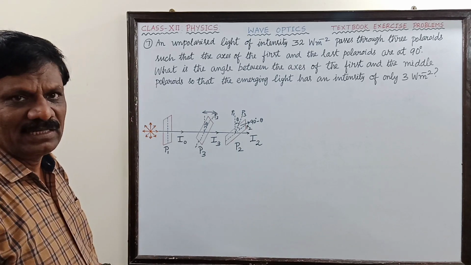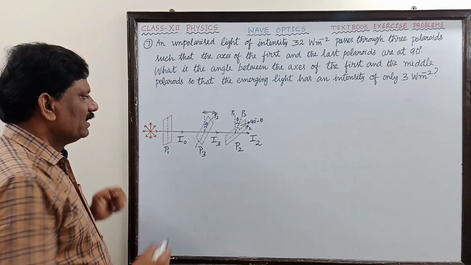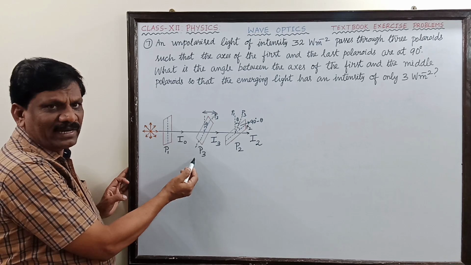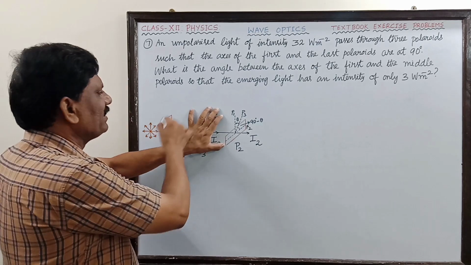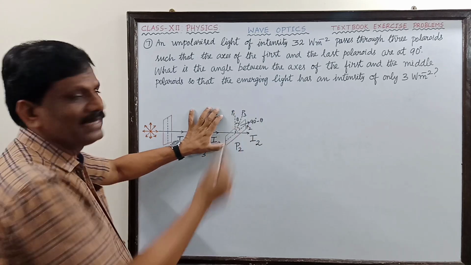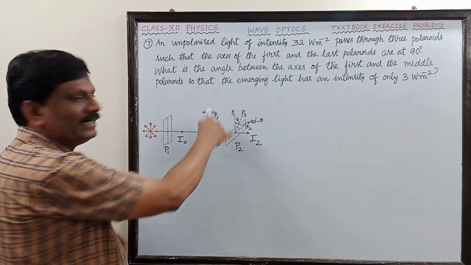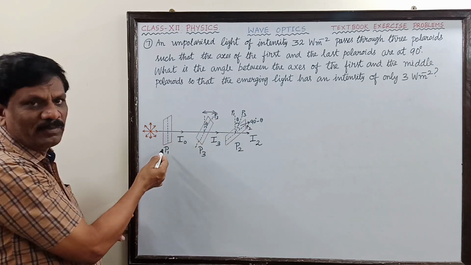3 Polaroids. So 3 Polaroids are kept at different angles. Now this is the third Polaroid. The middle one is the third Polaroid. The first and the second Polaroids are crossed at 90 degree. Understand? Now the third one is introduced and placed at an angle theta with respect to the first Polaroid.